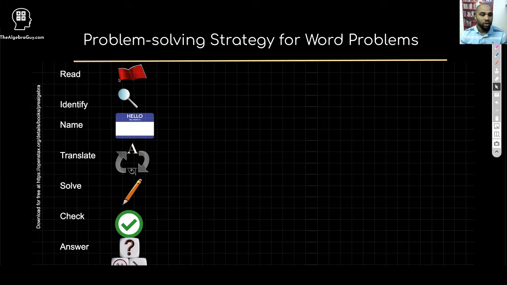So here's read, for obvious reasons. Identify is a magnifying glass. Name is a name badge. Translate is this thing here, trying to translate A into a different character. Solving with a pencil, checking, answering, and answer the question.